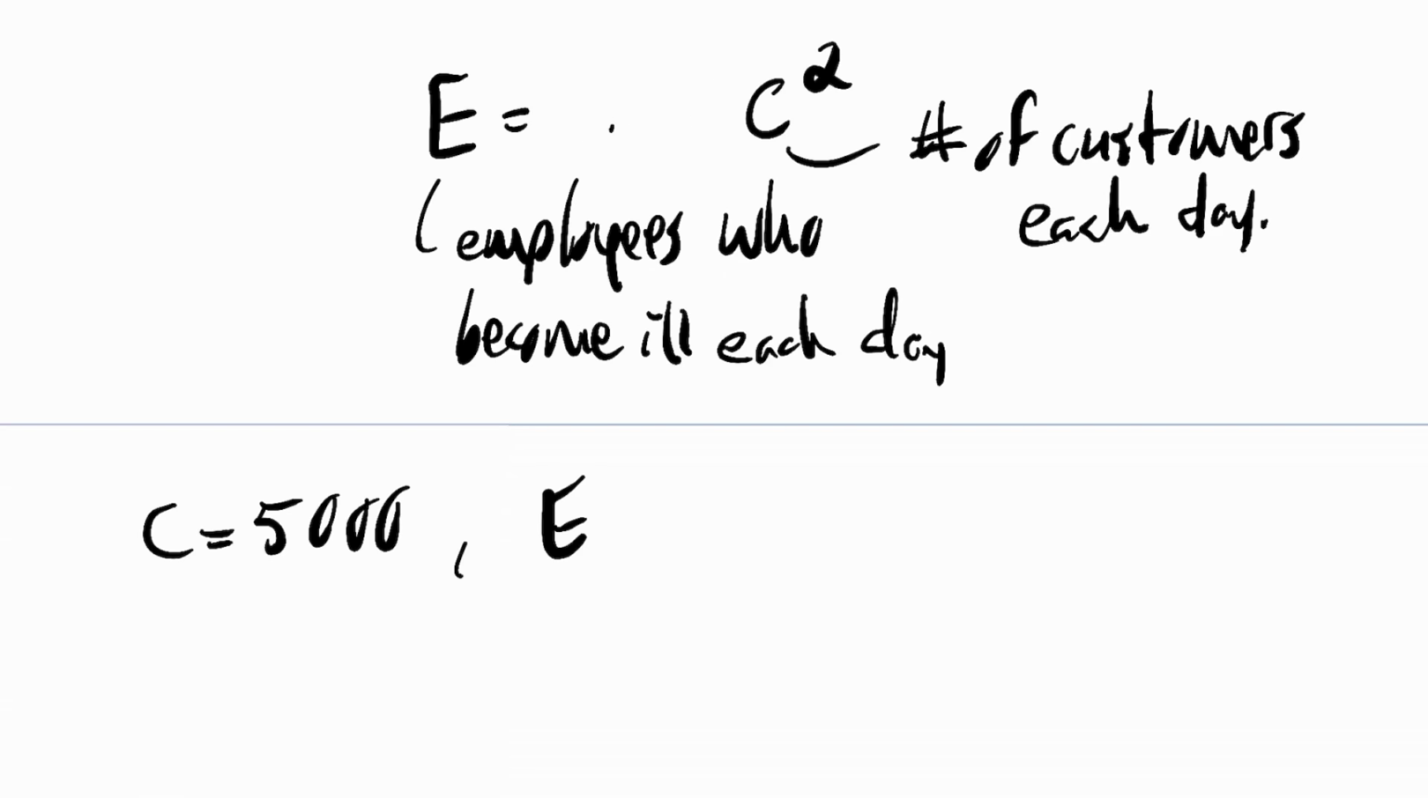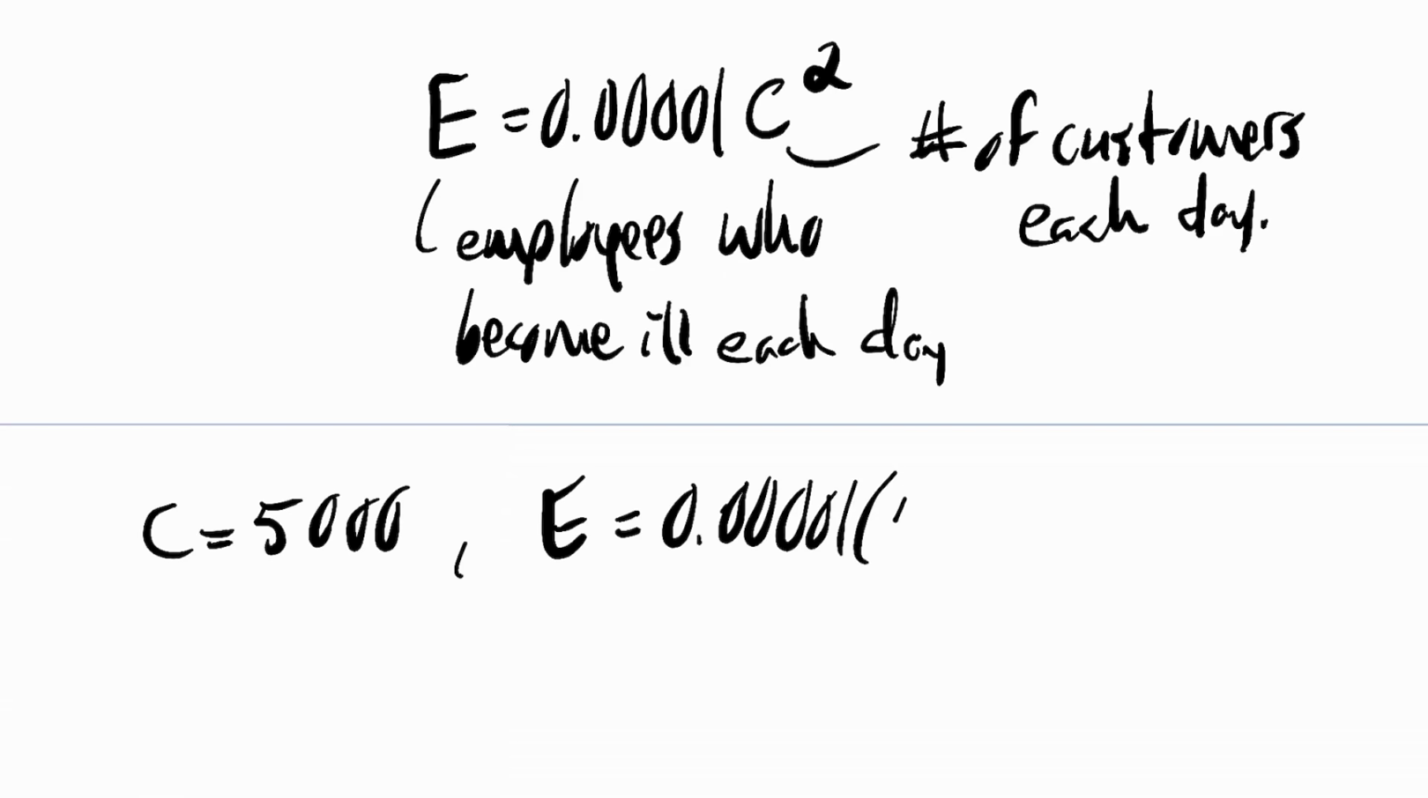Let's say 0.00001. Let's do it like that, right? An extra zero or 2 extra zeros. So then E is going to be, for that particular day, 0.00001 times 5,000 squared, right? That's 25 million times that, which is going to be 25, okay?